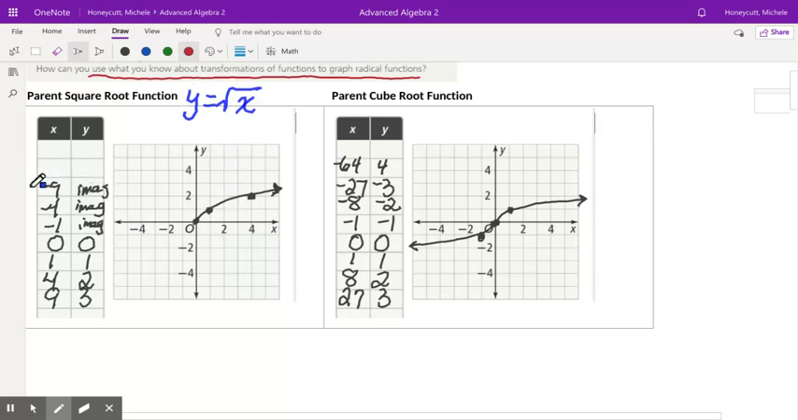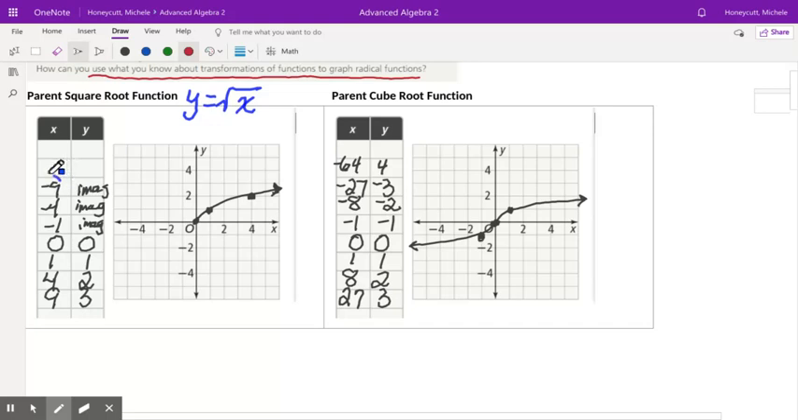And so I have a table of x and y values to explain why these points are the way that they are. So let's start with the positive values. If x was 9, according to the equation, y would be the square root of 9, which is 3. If x was 4, y would be the square root of 4, which is 2. If x was 1, y would be the square root of 1, and so on.